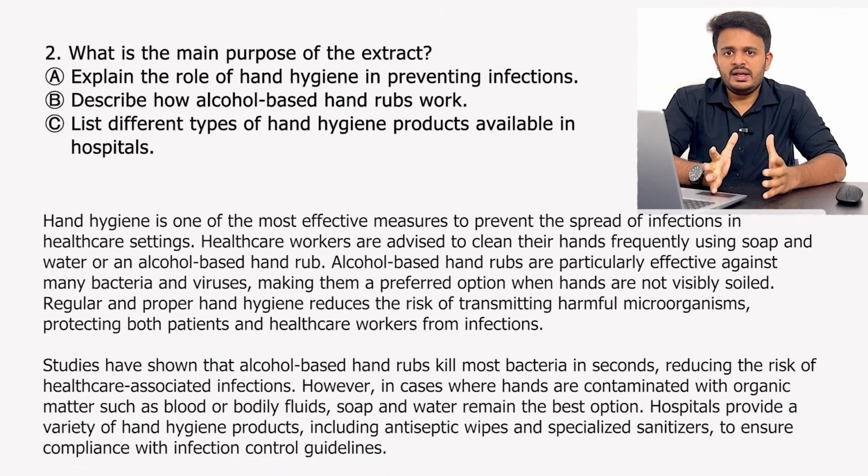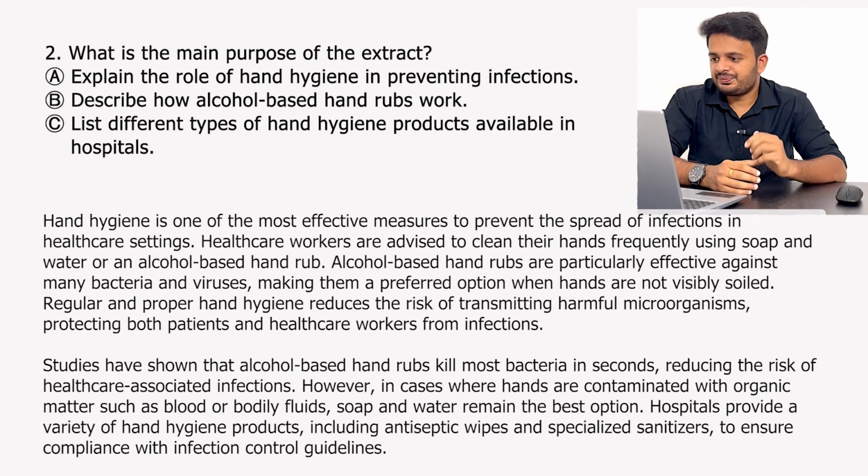Now, if you look closely, the extract begins by giving us the information about the importance of hand hygiene. Then it introduces alcohol-based hand rubs and when they should be used. Then it again restates the importance of hand hygiene. And in the second paragraph, it starts by saying how effective alcohol-based hand rub is and when we should use soap and water to decontaminate hands. And finally, it gives us a few products that are used in hospital settings to ensure hand hygiene. Now, let's move into the options.